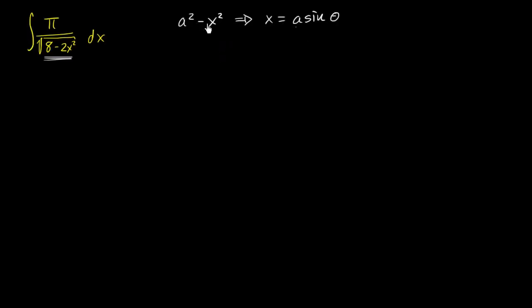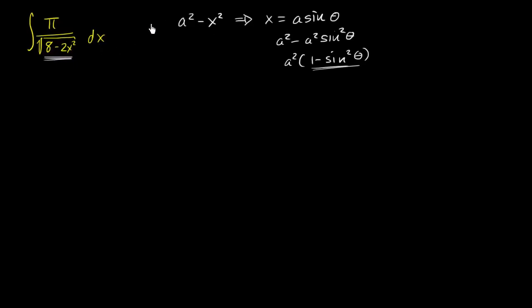Because if you do that, then this will become a squared minus a squared sine squared theta. And if you factor out the a squared, you can leverage one of the most basic trig identities, that this right over here is cosine squared theta, and maybe simplify the expression. Now you're probably saying, well, this 8 minus 2x squared, it's not as obvious that it's a squared minus x squared, but we can write it in a way that it starts to have this pattern.